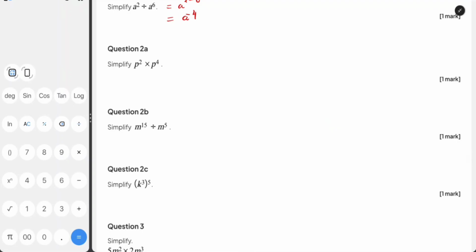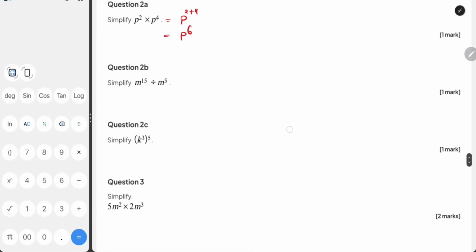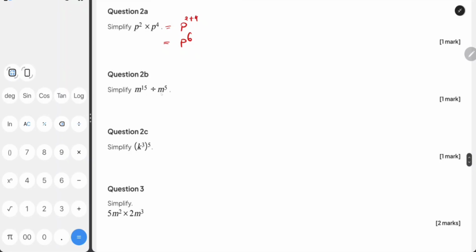In multiplication, if the bases are same, we add the powers, so that is p raised to 2 plus 4, that's p raised to 6. Same like this here. In division, you subtract the powers if the bases are same, so that is m raised to 15 minus 5, so that is m raised to 10. In C part, the power will be multiplied. We have already discussed about it. So k raised to 3 into 5, so k raised to 15.